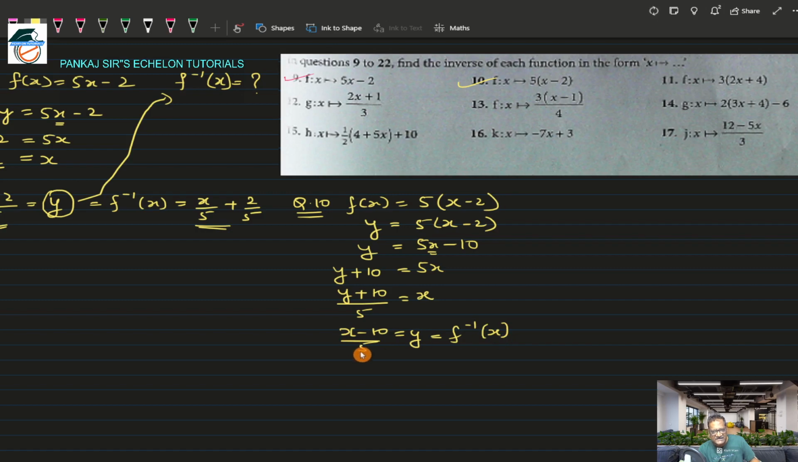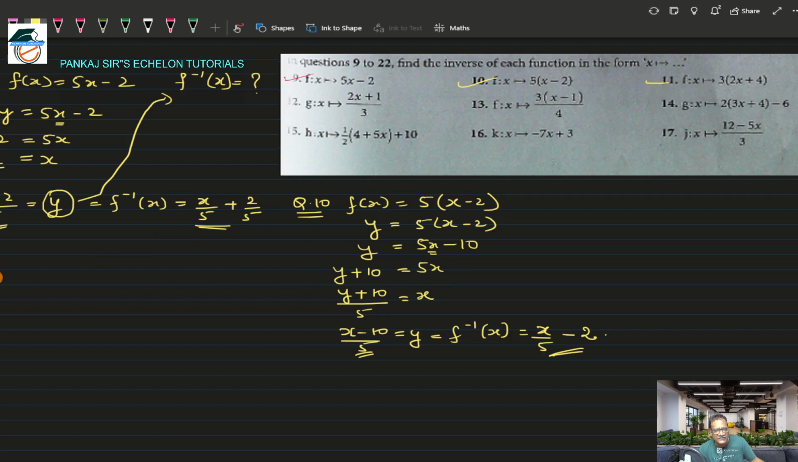So you get x upon 5 minus 10 upon 5. 10 upon 5 is nothing but 2. So this is your answer. Even this can be taken as your answer. So that was question number 10. Let us move on to question number 11.